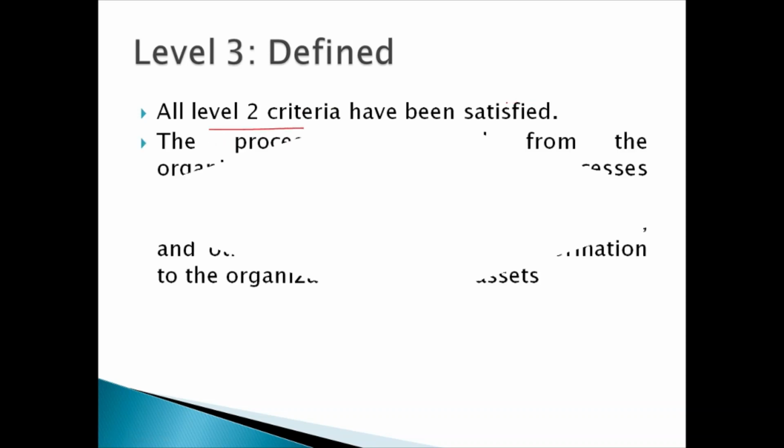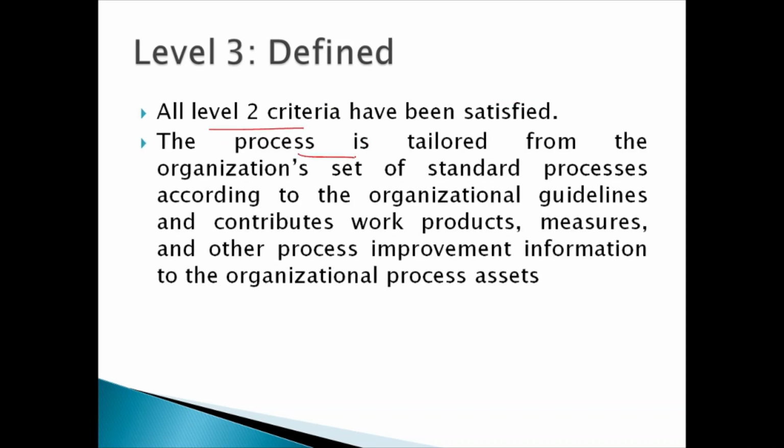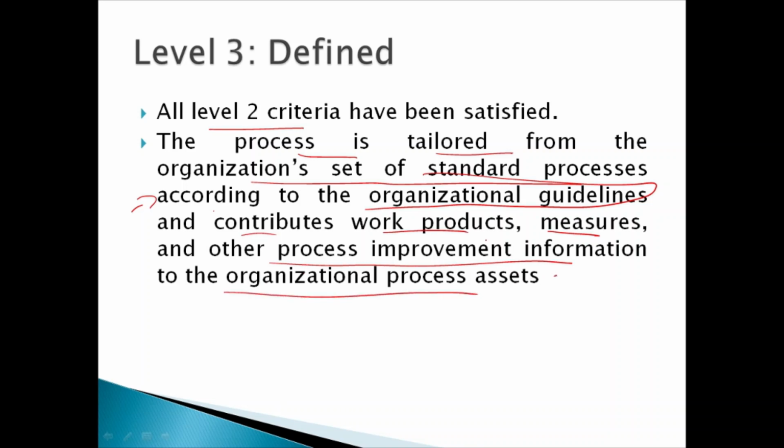Okay. Level 3 talks about defined. Level 2 criteria have been satisfied. Further, the process is being tailored from the organization's set of standard processes. It is tailored according to the guidelines of the organization, and it contributes work products, measures, and other process improvement information to the organizational process assets. So ultimately the process is being tailored according to the organizational tailoring guidelines in this level.